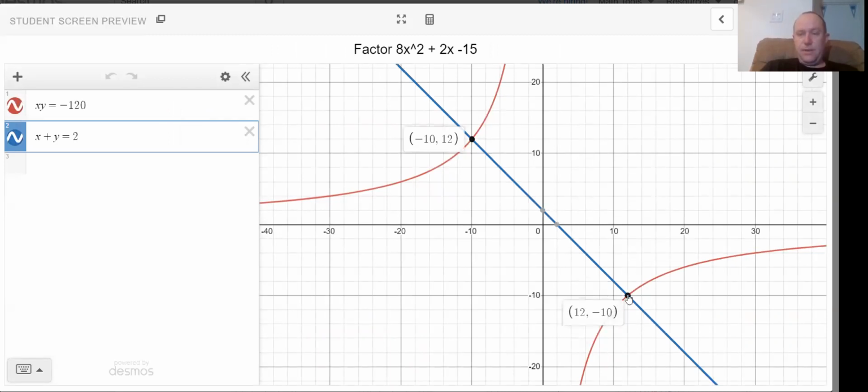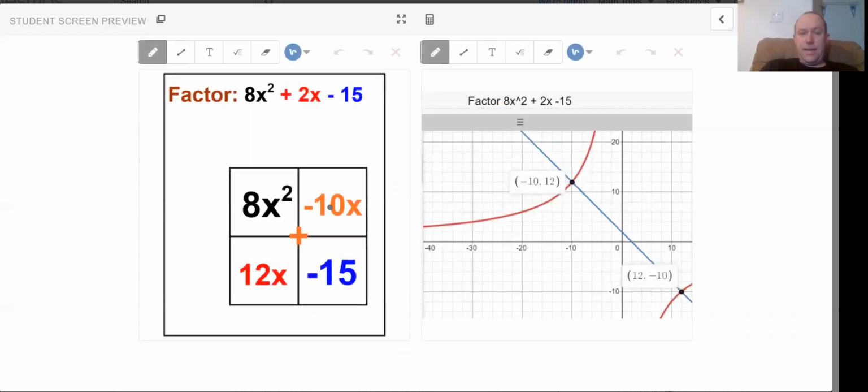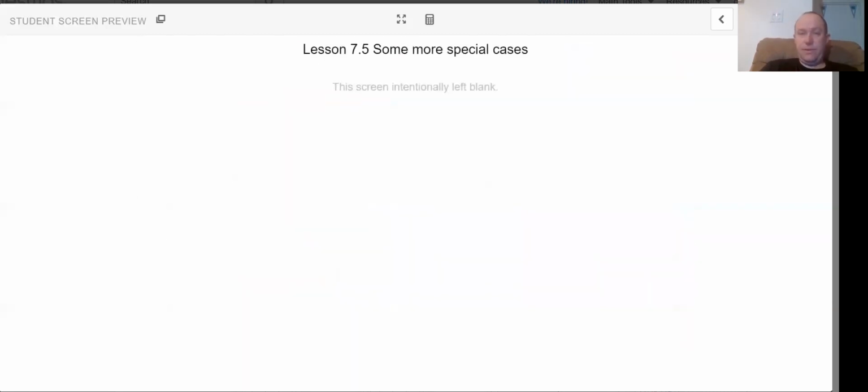Negative 10 and 12. And yes, that would work. 12 take away 10 does indeed give me 2. But notice I have the signs the right way now as well. So I know it's negative 10 and positive 12. And then I can fill those 2 in here. The 8x squared came from here. Negative 15 came from here. And then you can do your GCF like you did last lesson. But that might be something that's really helpful for students who are struggling on the factoring.